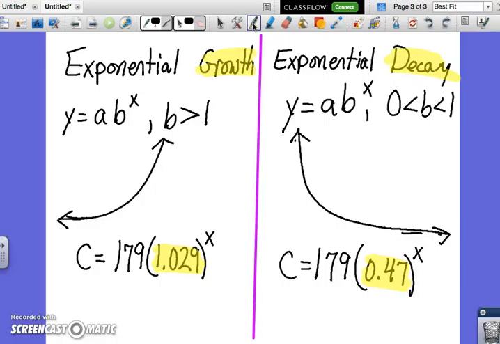So this is the intro to exponential growth and exponential decay in exponential functions. Remember, anything we can write in the form y equals a times b to the x power, where b has to be greater than 0, but b can't equal 1, and a cannot be 0. As long as it meets those qualifications, it's either increasing or it's decreasing.